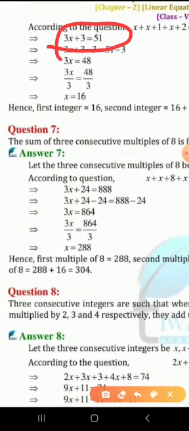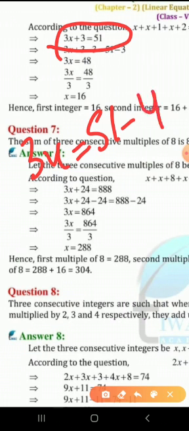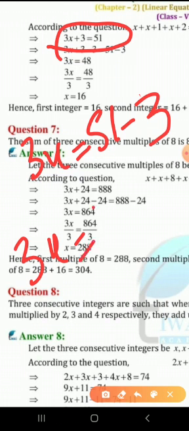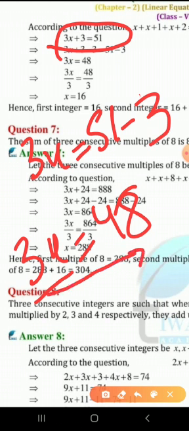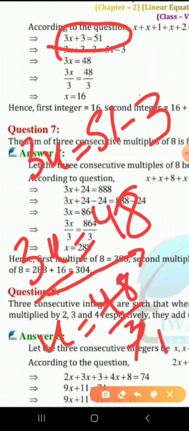Now plus 3 is here. If we change its side by the transposition method, on the right side it will go in subtraction form. So 51 minus 3 is how much? 48. Now here 3 into x, 3 is being multiplied. So on the opposite side if you bring it, it will be in division form. x equal to 48 upon 3. So 3 ones are 3, 3 ones are 3, 3 sixes are 18. So x value is coming as 16.